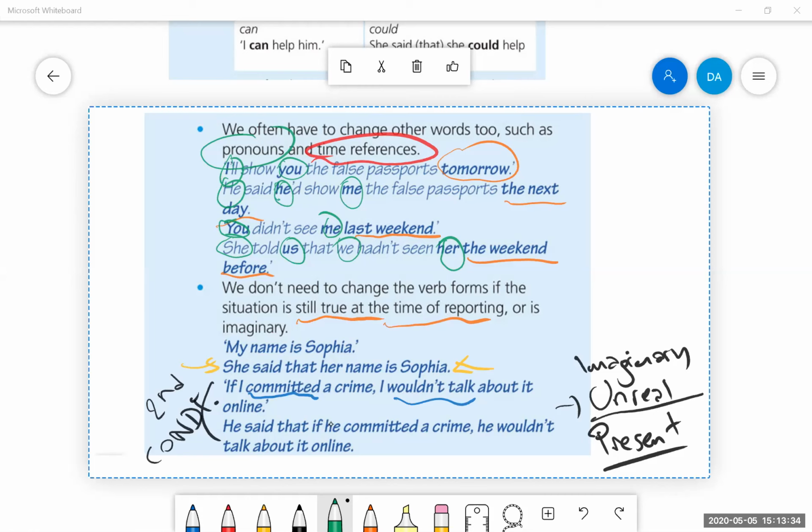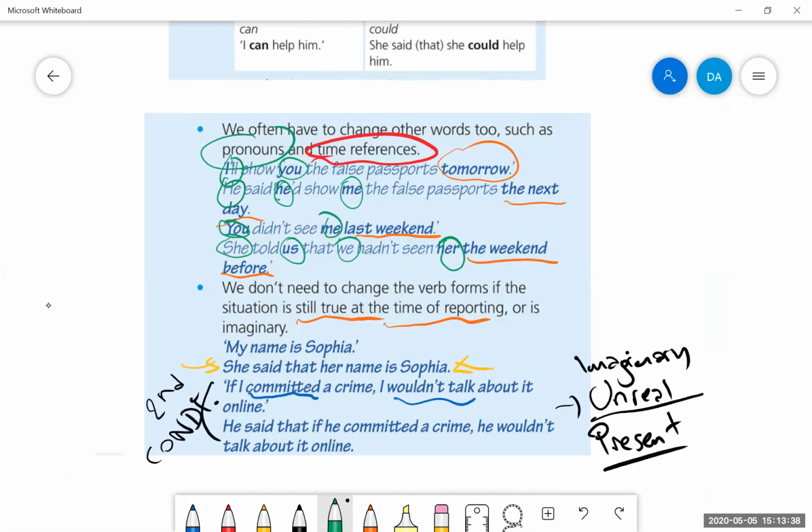I is changed into he here. Please pay attention to this rule a lot. Why? Because this is very important. So in what situations do we not need to make changes? When the situation is still true at the time of reporting, like my name is Sofia, or when the situation is imaginary, unreal for the time, like in second conditional. So we do not need to make any changes.